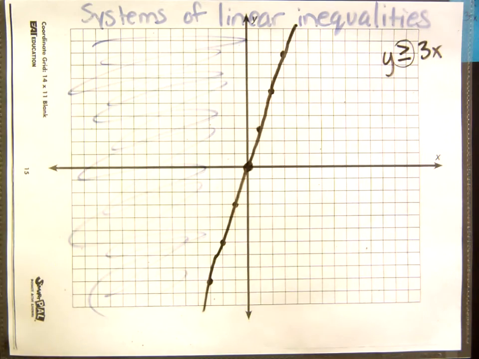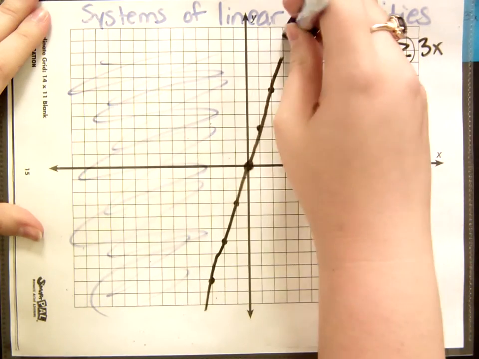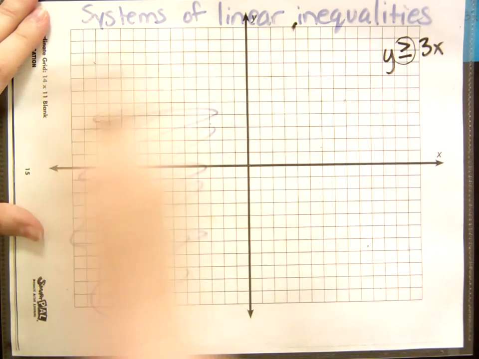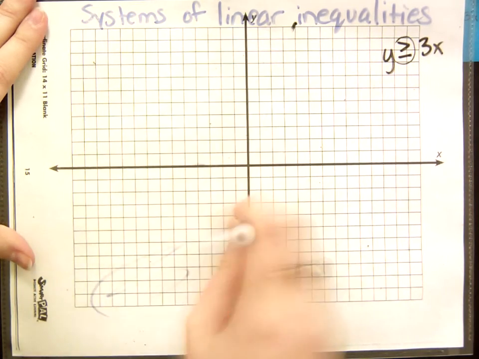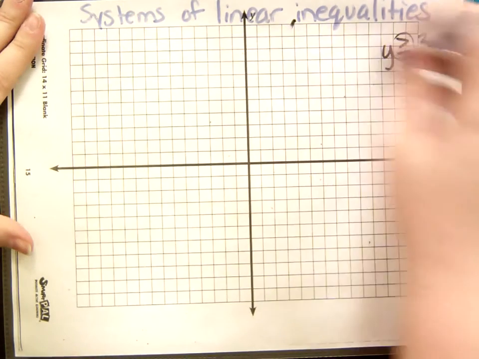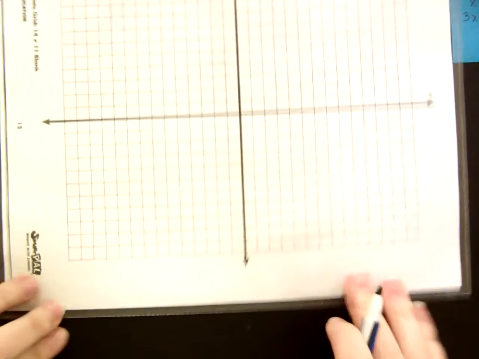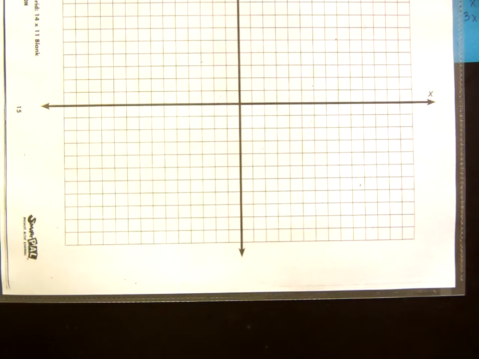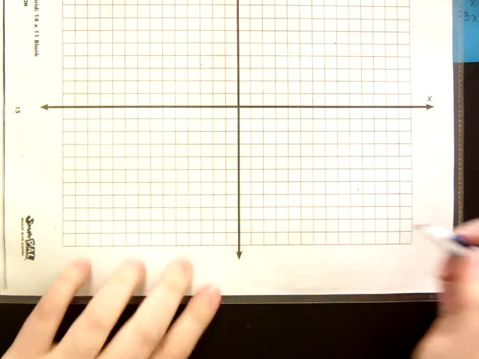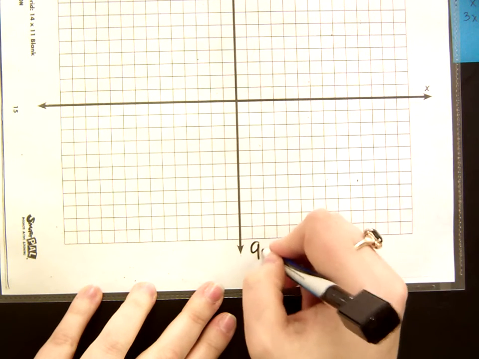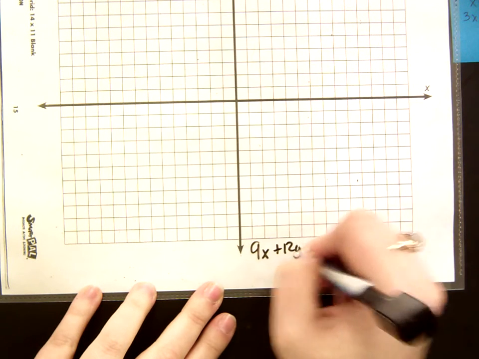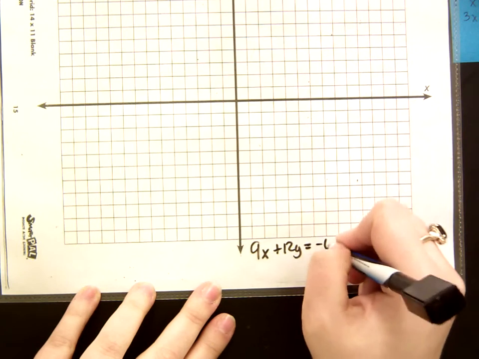Now, the title of this video is Systems of Linear Inequalities. What I've shown you is just one. A system of linear inequalities is when you have more than one inequality graphed on the same plane. So, let's take, I guess I can just make up some equations here. Let's say I have 9x plus 12y equals -60.